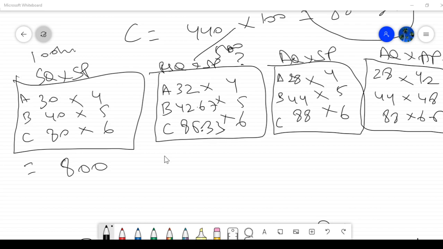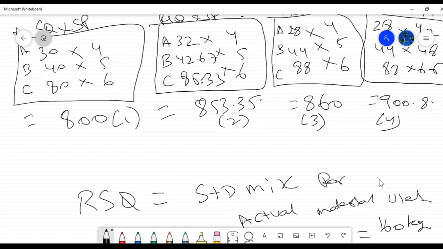Rest is simple. 1 minus 2 is what? 1 minus 2 is sub usage. Okay? 2 minus 3 is what? Mix. 1 minus 3 is what? Usage. 3 minus 4 is what? Price variance. 1 minus 4 is what? Cost variance.